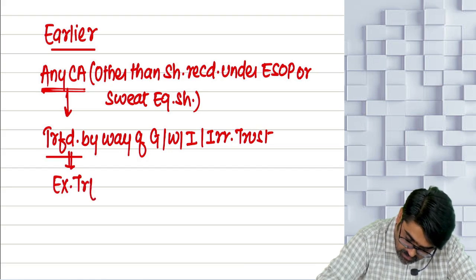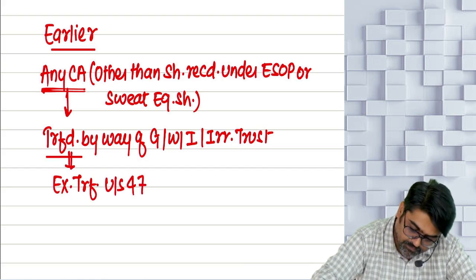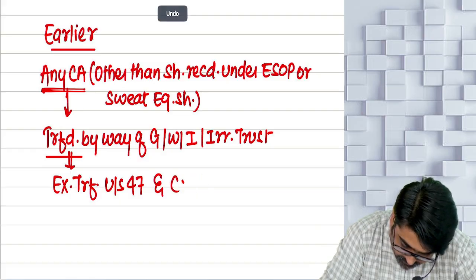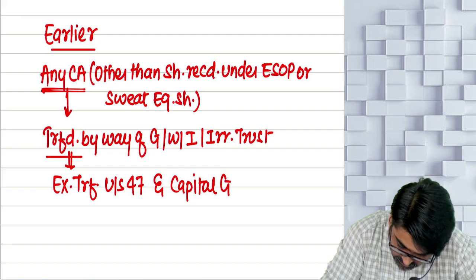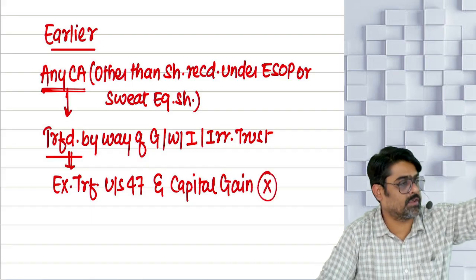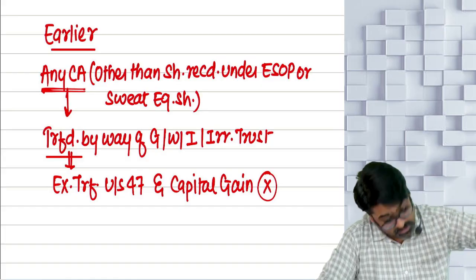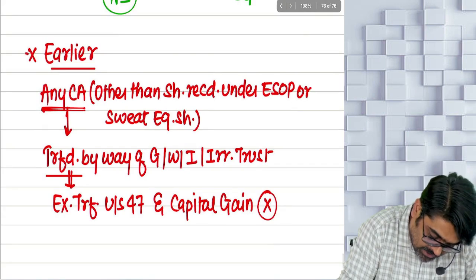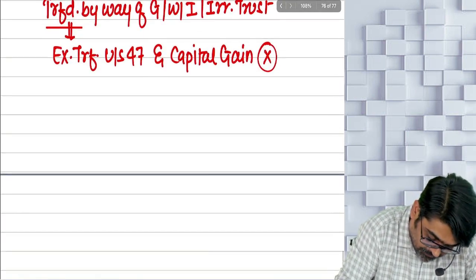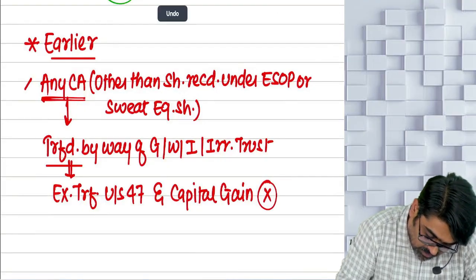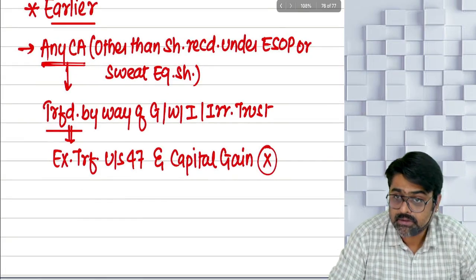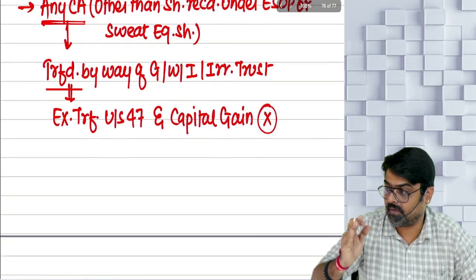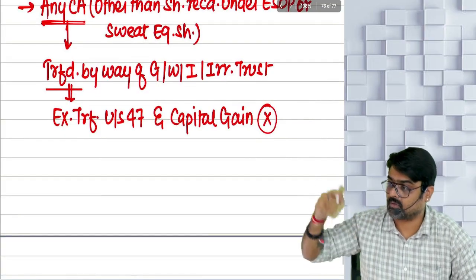Exempt transfer under section 47, and no capital gain was taxable. I am telling you the old situation. But last year one amendment has come here. So right now the situation is something different. Earlier this was about any capital asset other than the shares or securities received under ESOP or sweat equity shares. Any capital asset transferred by way of gift, will, inheritance or irrevocable trust, the transfer was exempt transfer, capital gain was not there.